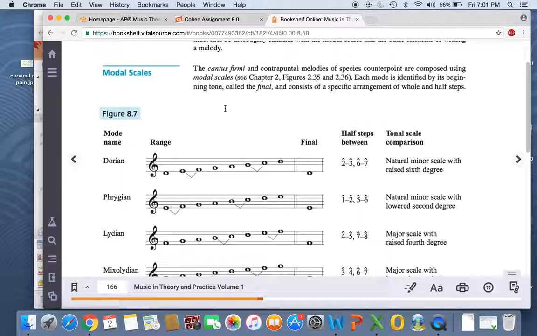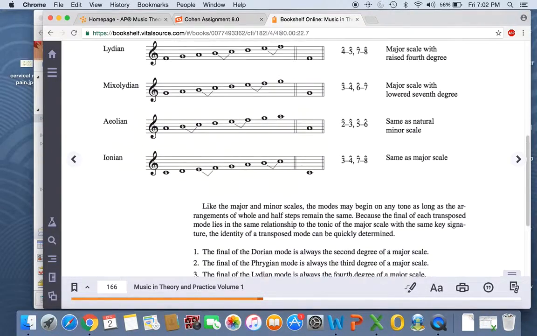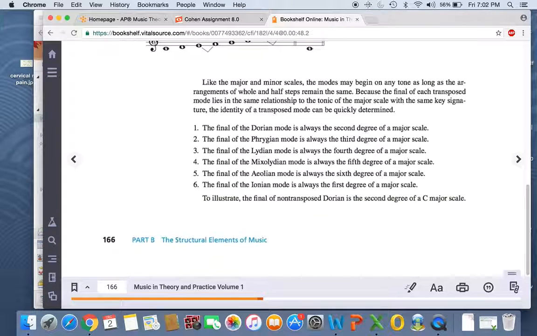It's great. The cantus firmi and contrapuntal melodies of species counterpoint are composed using modes. Each mode is identified by its beginning tone called the final. I love that. The first note is called the final. That's great. And all of your cantus firmi will end on a final. And each mode consists of a specific arrangement of whole and half steps. So we'll get back to those later. This just explains them all.